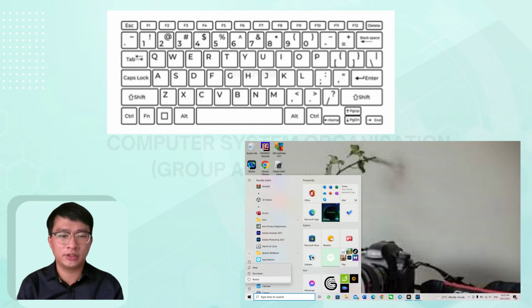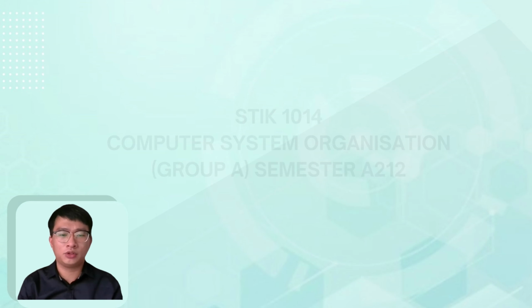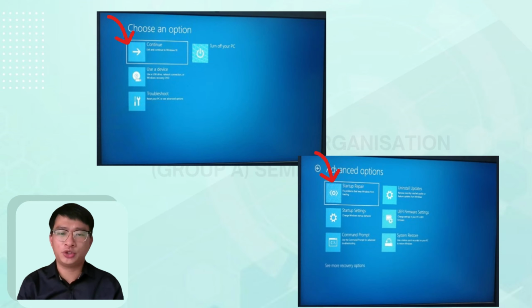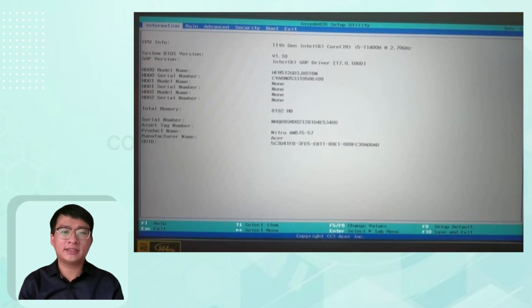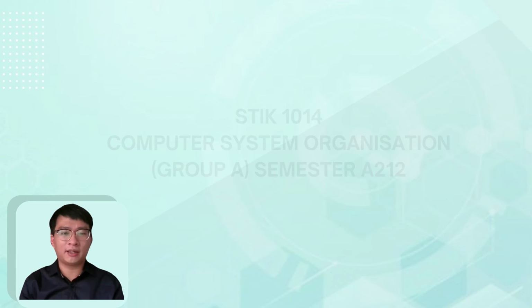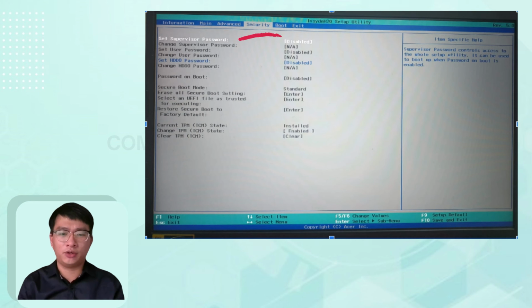First, how to activate the BIOS? We need to press Shift and restart the laptop to enter the BIOS. Next, to activate the BIOS utility, we need to select Troubleshoot, then Advanced options, and UEFI firmware settings. Once we enter the BIOS setting menu, the BIOS version, BIOS date and other information will appear on the BIOS screen. We can see the BIOS version, which is V1.10, and the GOP version, which is Intel GOP driver 17.0.1060.